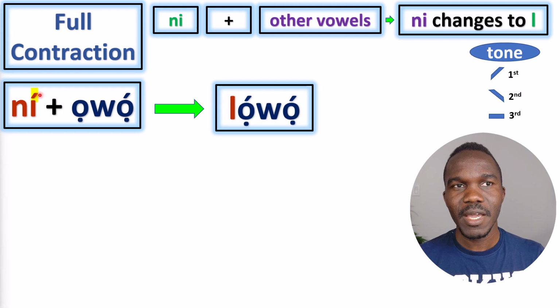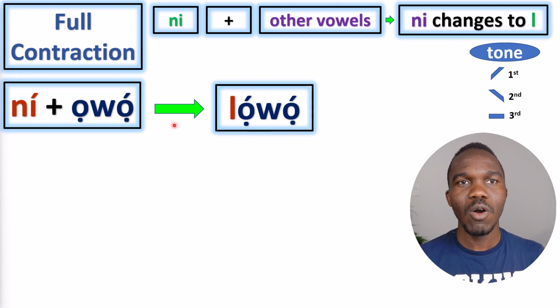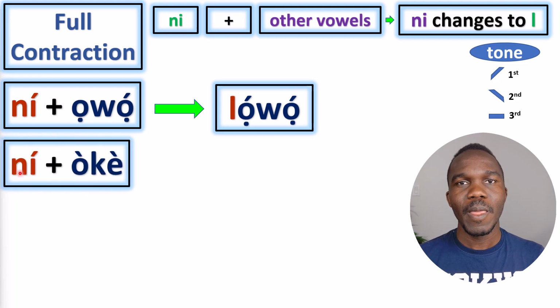The mi here, the tone, the fact that this turned to L doesn't mean that we're going to throw the tone away. The tone moves to this place. So lower, ni ọwọ́ becomes lower, ni ọwọ́, lower. Okay, let's look at another example.